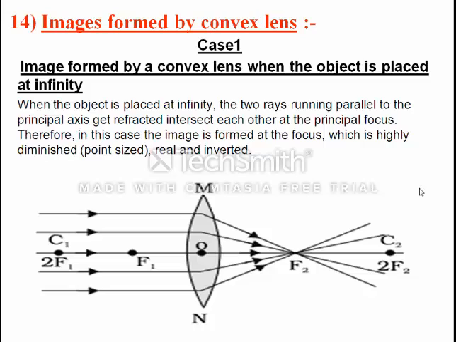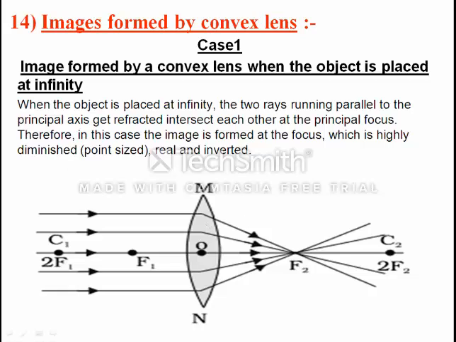whereas the concave lens is known as diverging lens because after refraction all the refracted rays seem to move away from each other. As we have seen the ray diagram of the mirror, now we will see the ray diagram of lens. First we will talk about the convex lens, then the concave lens.